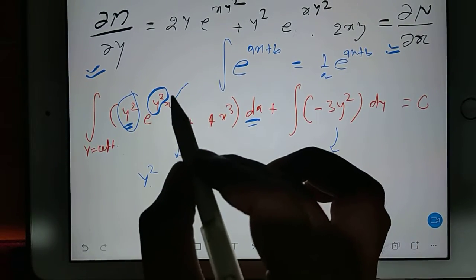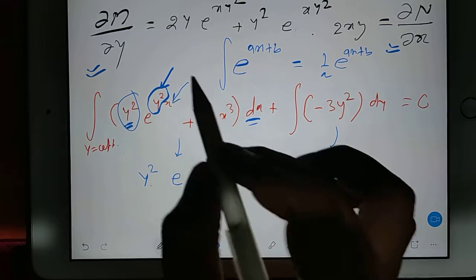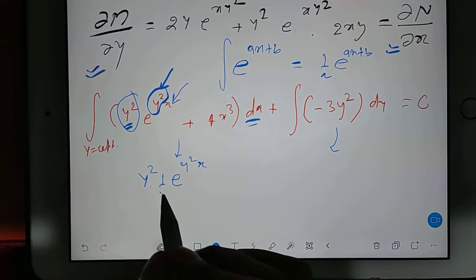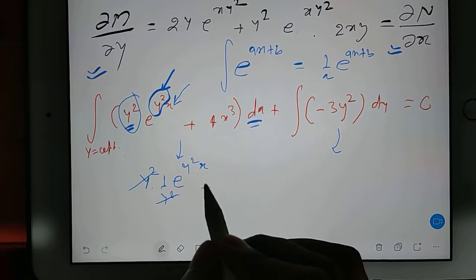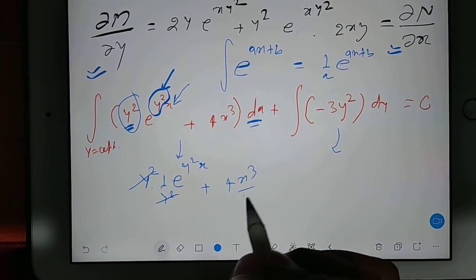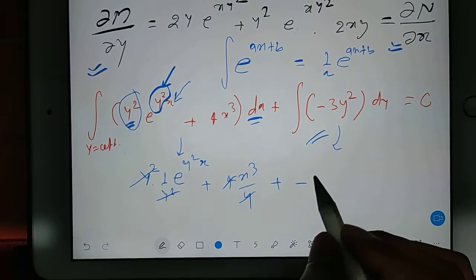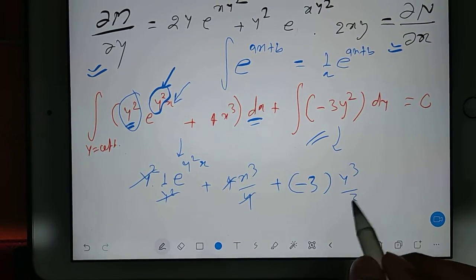So here I'm integrating with respect to x, so y square will behave like a constant. So the answer will come y square x as it is, but I will divide by y square, so these two terms will get cancelled, plus 4x cube by 4, so this 4 will get cancelled, plus now come to this part, minus 3 is here, so y power 3 by 3 will come.